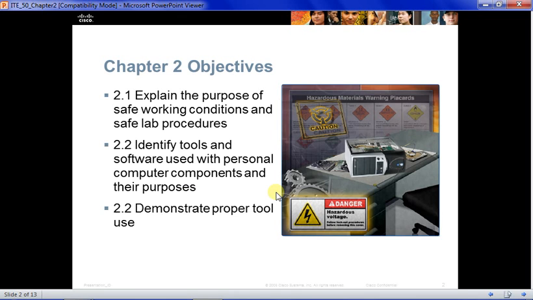So there are really three main objectives in this chapter. One is to explain the purposes of safe working conditions and safe lab procedures. Two is to identify tools and software used with personal computer components and their purposes. And the third is to demonstrate proper tool use. So we're going to look at how we should have a good environment, look at some of the tools, and then how we should use them.